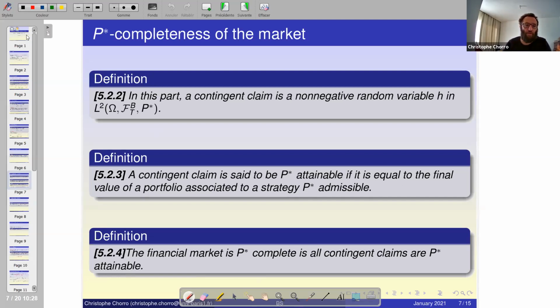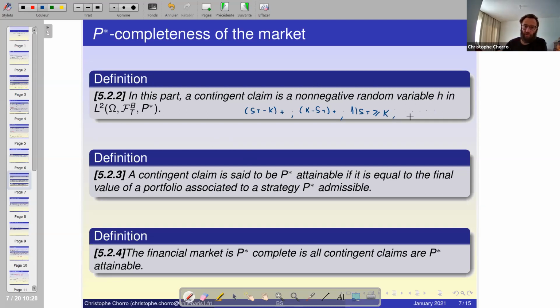let's say. So for example, you can take this one as a contingent claim. So you have the payoff of a call option. Here you have the payoff of a put option, but it's not the only thing. I can consider also what we call a digital option, something like this, and so on.